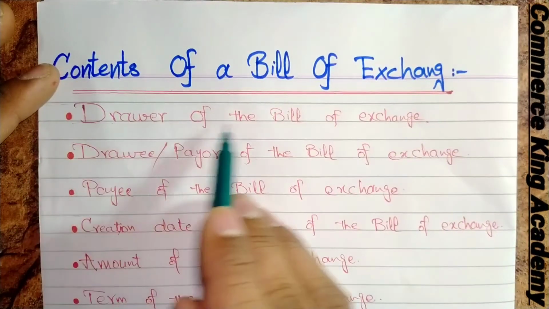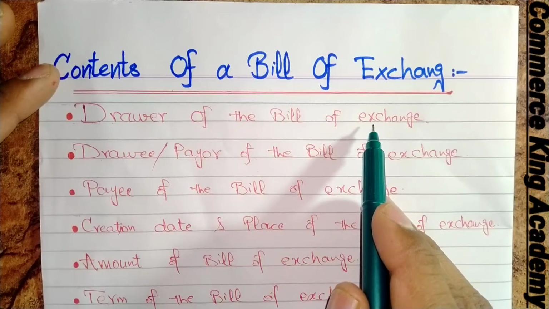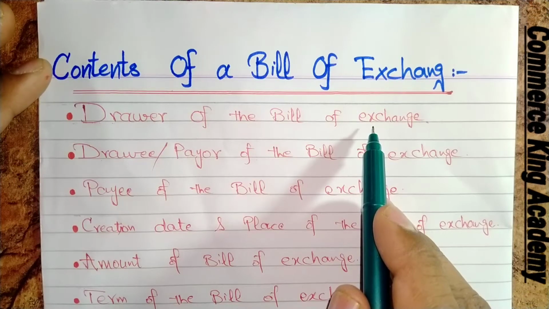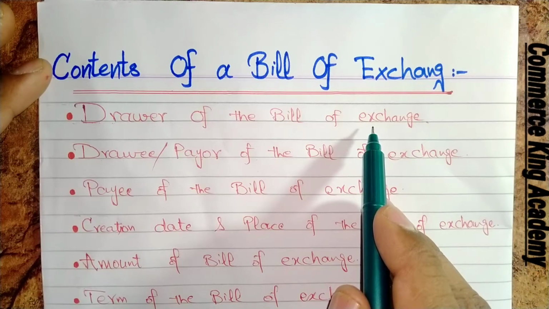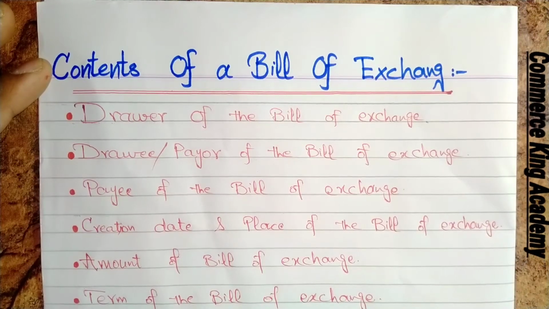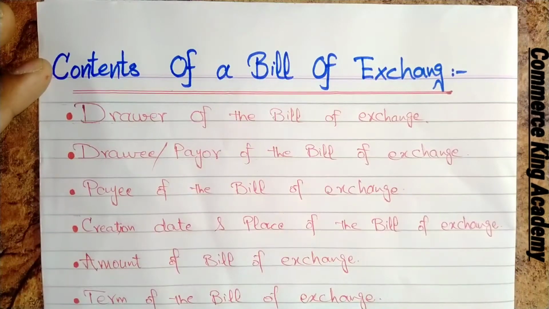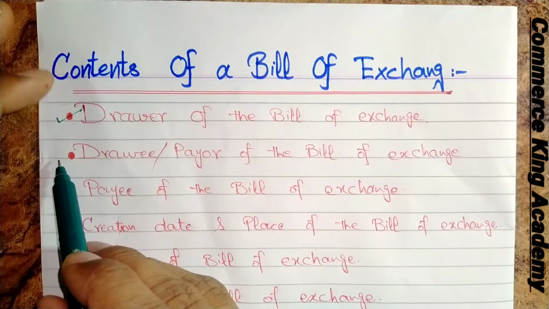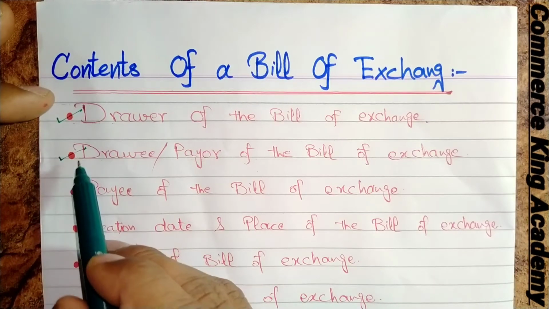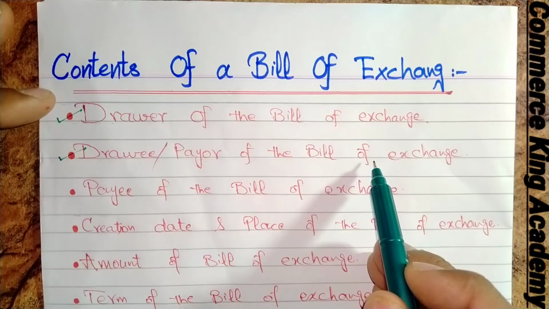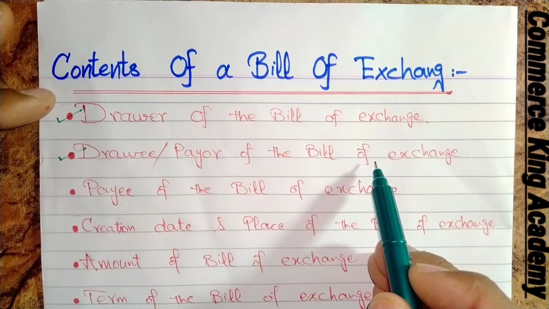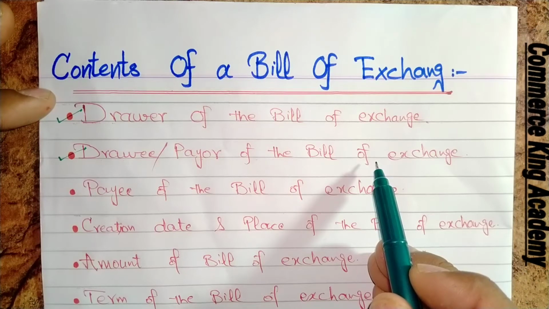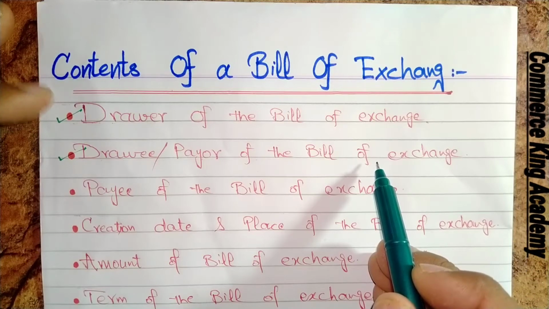First of all, the drawer of the bill of exchange. This is the individual, entity or company that issues a bill and gives the order to pay a sum of money. Name and address must be mentioned for this person. After the drawer, the next content of a bill of exchange is the drawee or payer of the bill of exchange. This is the person upon whom the bill of exchange is drawn and who accepts and pays the bill. Name and address are generally requested of this person.